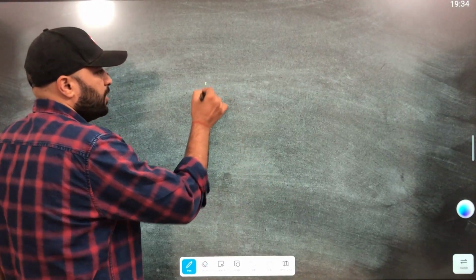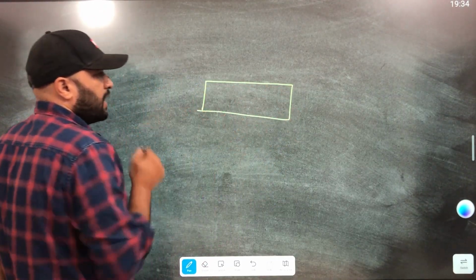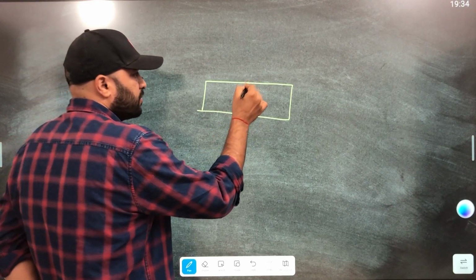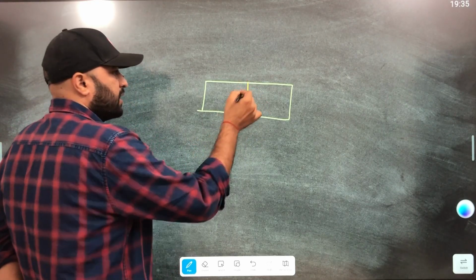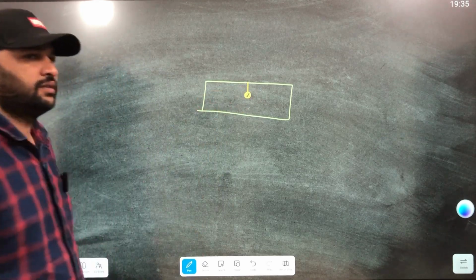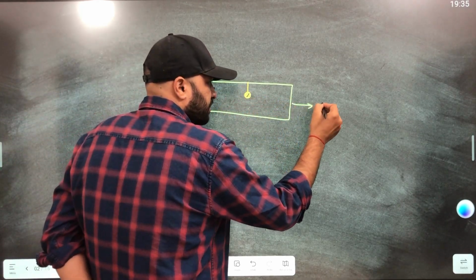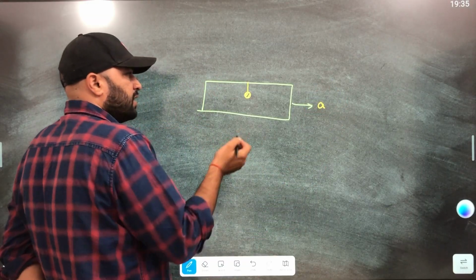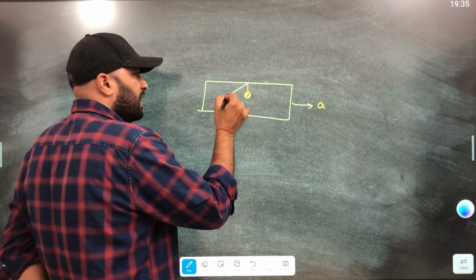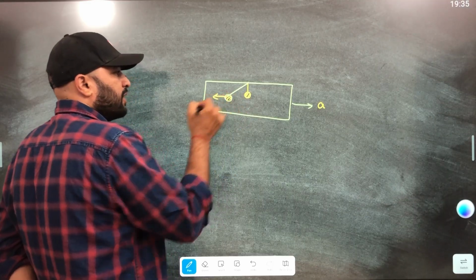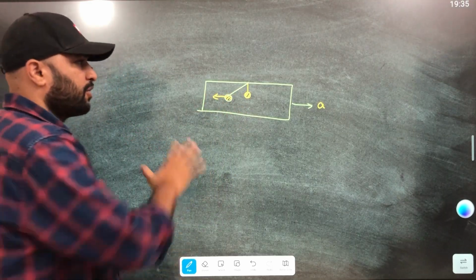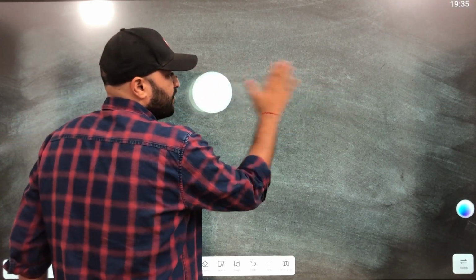Let's say this is a cabin of a train, and inside this cabin there is a small piece of stone hanging, in case you are not familiar with that. This truck all of a sudden moves in this direction with some acceleration a. You have to find the angle by which this stone will go on the left-hand side. Let me draw this properly so that we can figure it out.